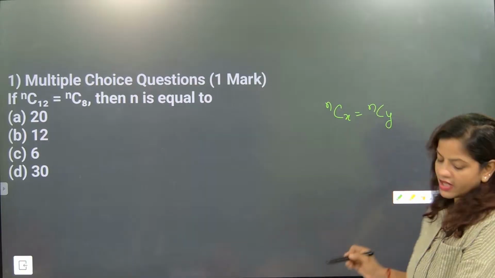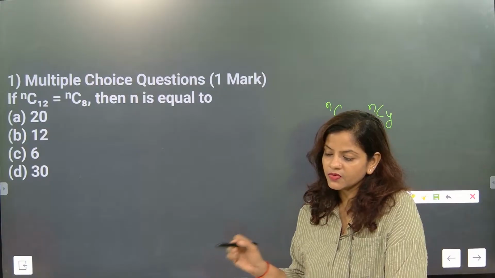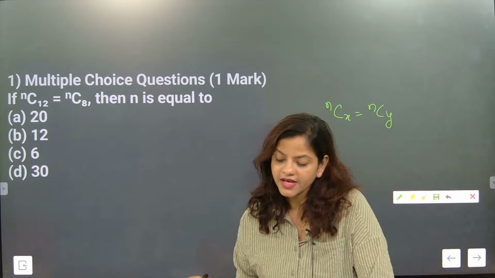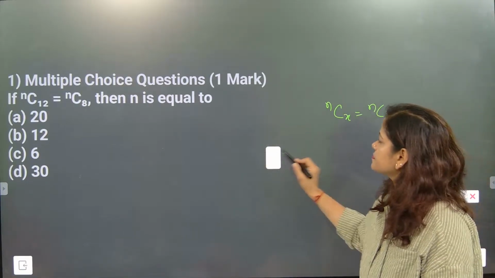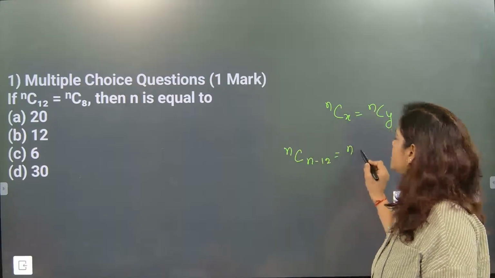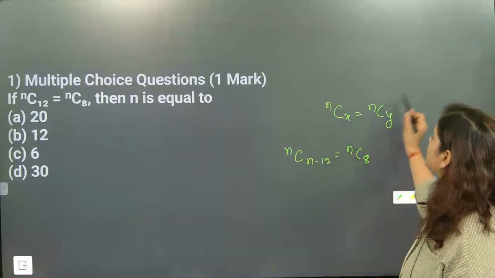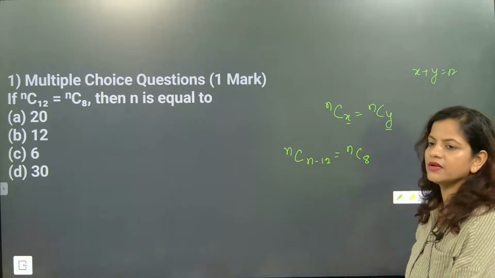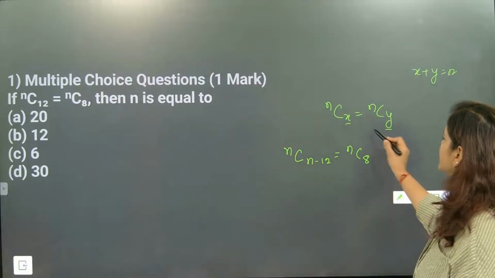One simple formula is that whenever you write nCx = nCy, x + y = n should come. Okay, A is the answer. Super. Let's check this one out. So here nC(n-12) = nC8. Can I write this? Because this is the formula: x + y should be equal to n. Very good, Rudra, x + y = n.